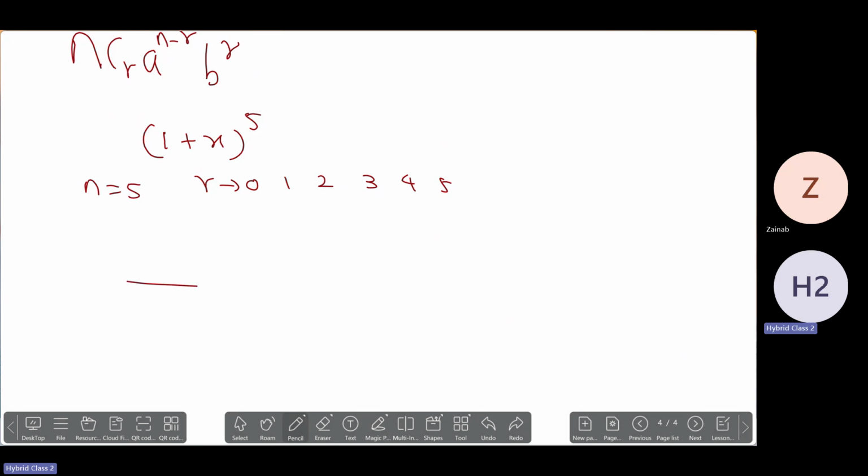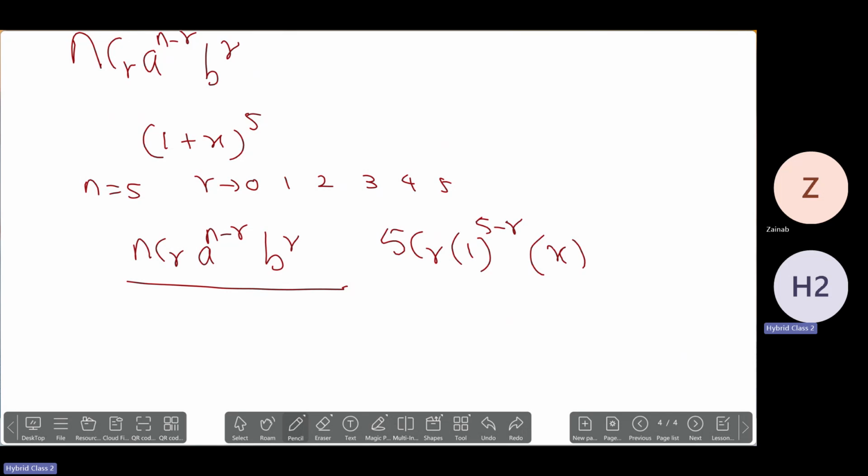What is the general term for all the terms? nCr, a power n minus r, b to the power r. You substitute the values we know here. n is 5, right? So 5Cr, a is 1. 1 to the power n minus r, which is 5 minus r. But 1 to the power anything, 1 only will come, no? So that won't give you any different answer, 1 only will come. b is x to the power r.